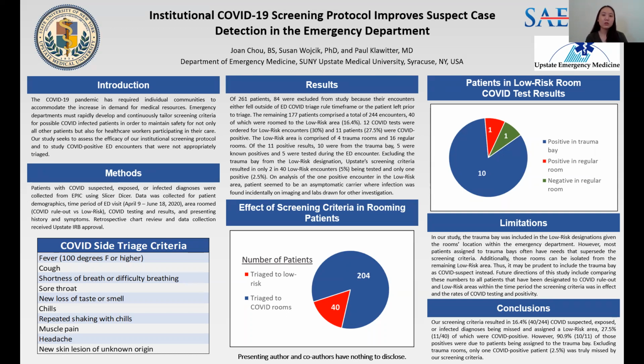We retrospectively looked into our electronic medical records, and we looked for all encounters that had a COVID suspect, exposed, or infected diagnosis, and determined which area the patient was roomed in for that particular encounter. We found 244 total data points, and 40 of the encounters were triaged to the low risk area. That suggests initially that our screening criteria is about 16.4% mistriaging our patients into the low risk side where they really should have been put in isolation rooms.